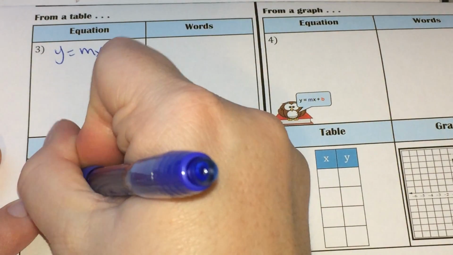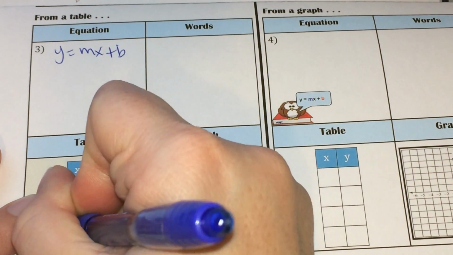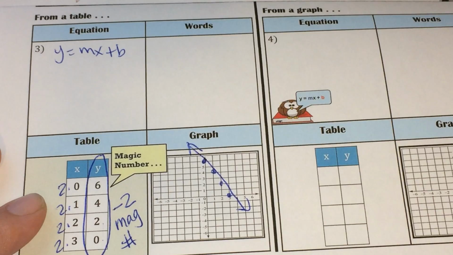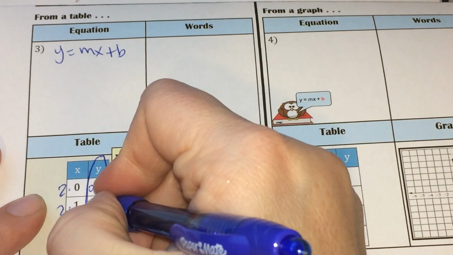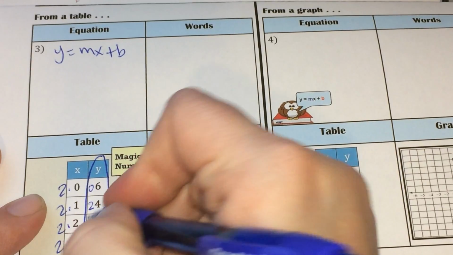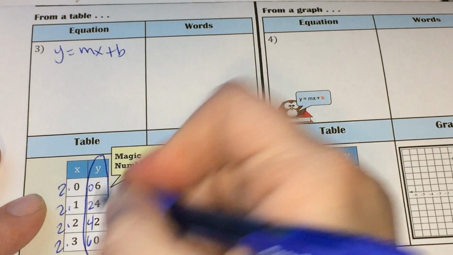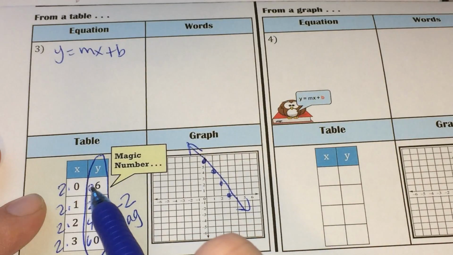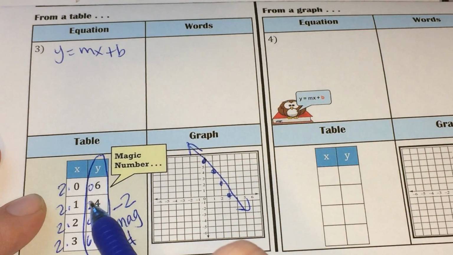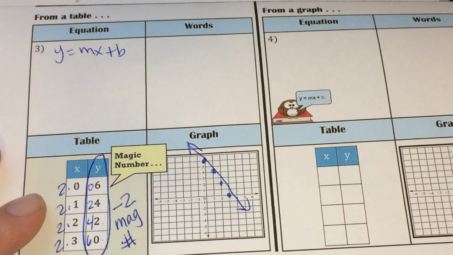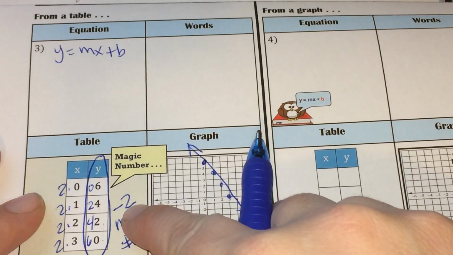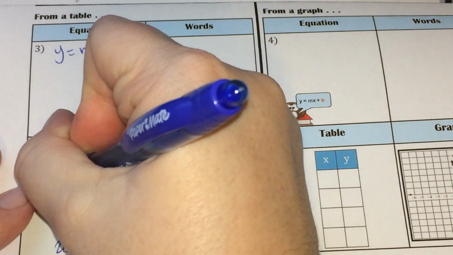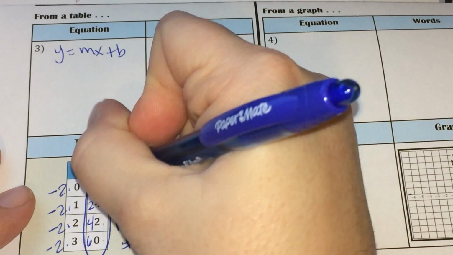So I'm going to multiply 2 times 0, 2 times 1, 2 times 2, 2 times 3. 2 times 0 is 0. 2 times 1 is 2. 2 times 2 is 4. 2 times 3 is 6. And then I have to ask myself, what do I need to do to 0 to make it 6? What do I need to do to 2 to make it 4? Oh no, I made a mistake. Classic, I made a huge mistake. My magic number is -2, so I need to multiply by -2, -2, -2.